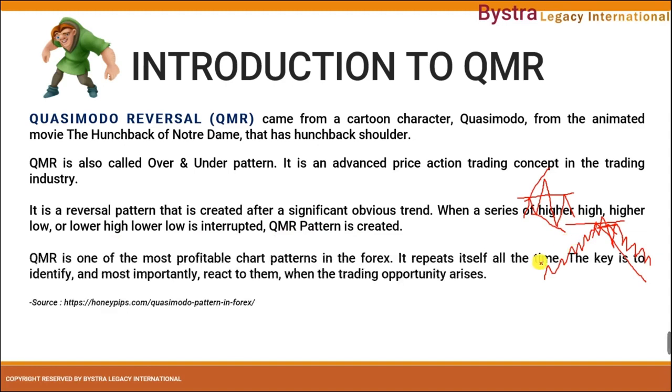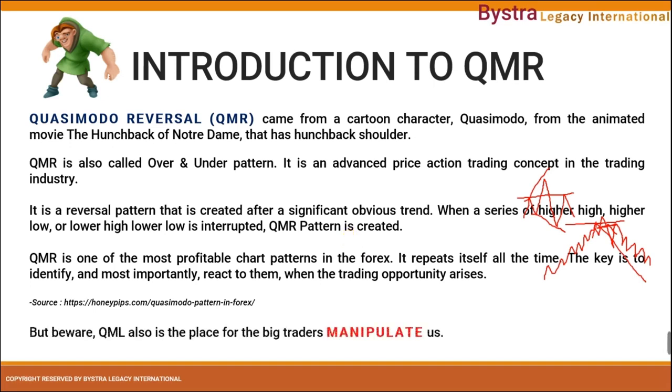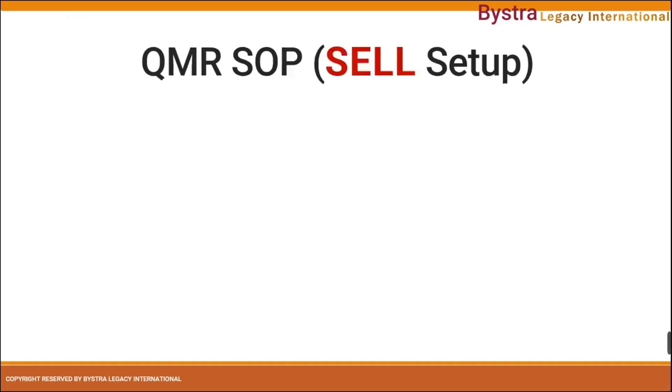QMR is one of the most profitable chart patterns in Forex, and it is also very commonly used by supply and demand traders. Because this setup always repeats itself all the time, the most important part is that we are able to identify and catch this setup whenever an opportunity arises in the chart. But beware, guys, QML is also the best place for big traders trying to manipulate us. So let's look at the SOP for the QMR.